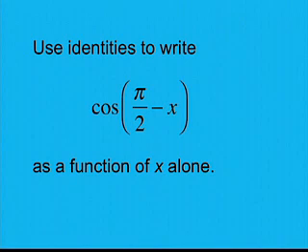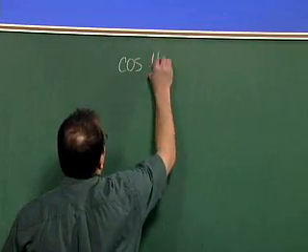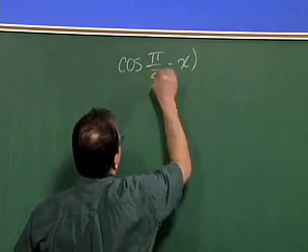All right, in solving trigonometric equations, it is often useful to reduce a trigonometric sum or difference to a function of a single variable. Here's an example to help us understand this method of reduction. Use identities to write the cosine of pi over 2 minus x as a function of x alone. To do this, we would use the cosine of a minus b.